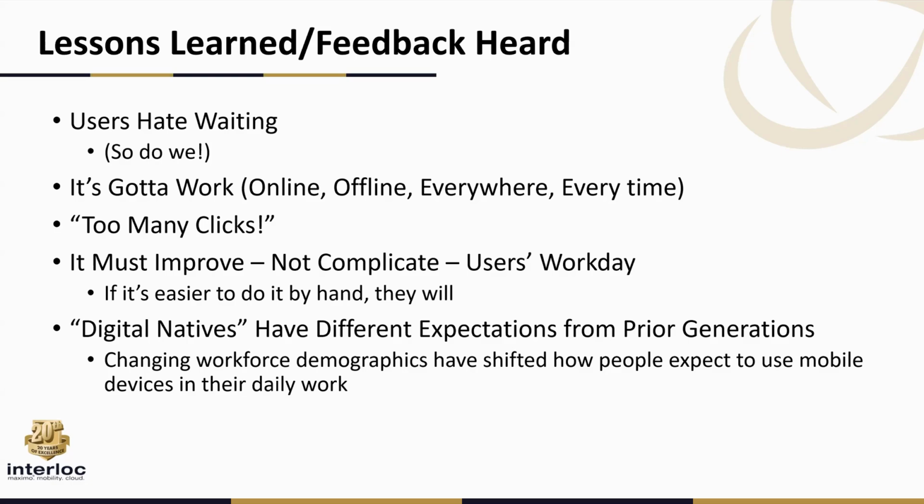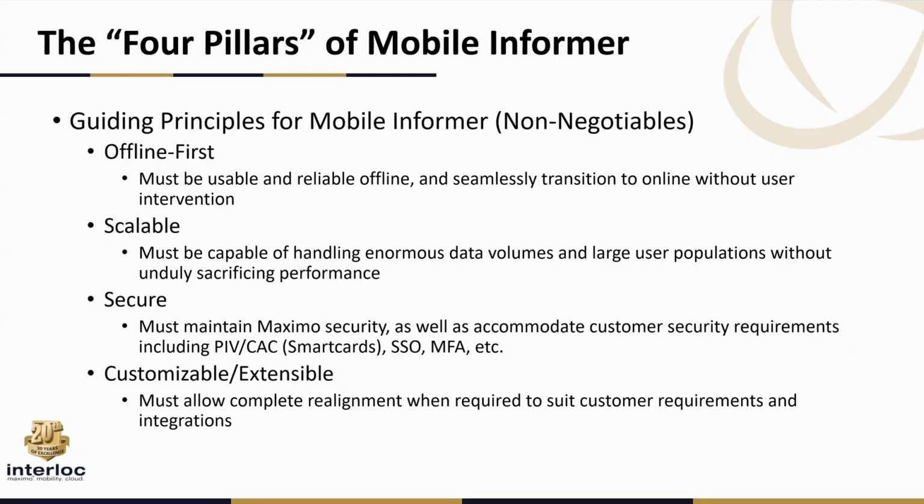So as that population has come into the workforce, the things that they can do with mobile, the things they expect mobile to do for them, have changed a lot from what they were when we introduced this. And so that has focused our thinking on the things that we say are the guiding principles for Mobile Informer, our non-negotiables, the 4 pillars. Offline first. It must be usable and reliable offline and seamlessly transition to online without user intervention. So that user doesn't have to worry about whether they're connected or not. It just happens. They go out about their business.